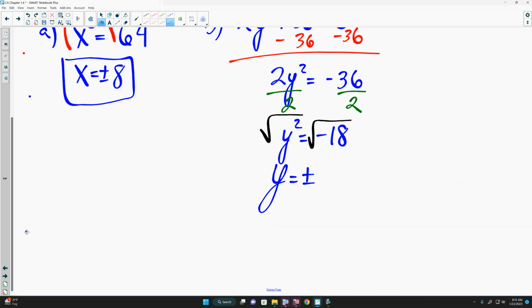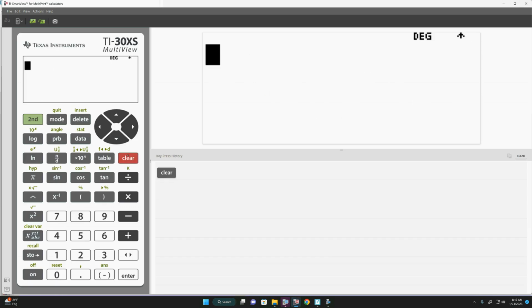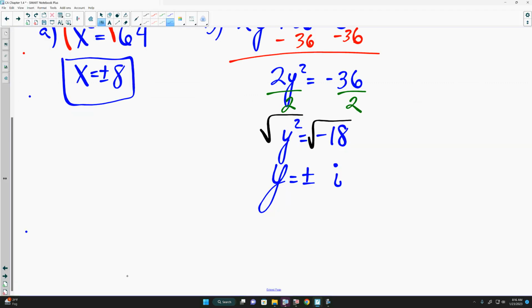So we have negative 18, yes? The negative is going to come out as i. I leave a little bit of space because we will simplify the square root of 18. And at this point here, you could grab the calculator and take the square root of 18. And it is 3 square root of 2. Now, we didn't put negative 18 in there because, 1, this calculator can't handle it, and 2, we already simplified the negative part.